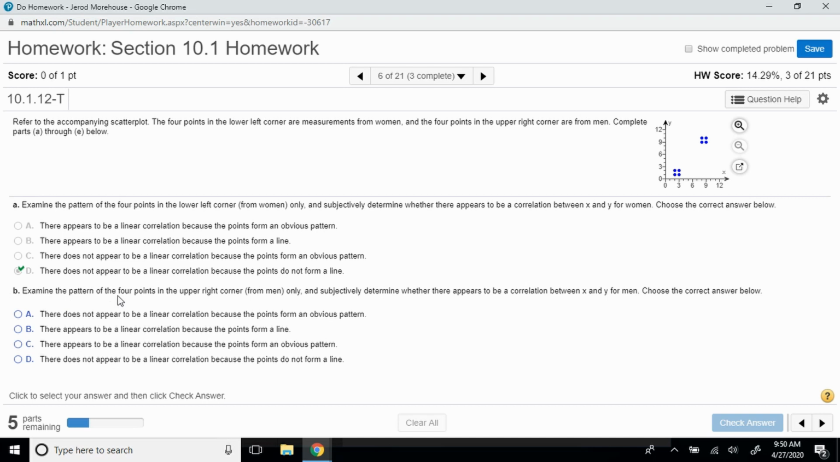B, examine the pattern of 4 points in the upper right corner for men only and subjectively determine whether there appears to be a correlation between X and Y. Well, that pattern is the same as the pattern from the women, so the answer has to be the same. There does not appear to be a linear correlation because the points do not form a line.